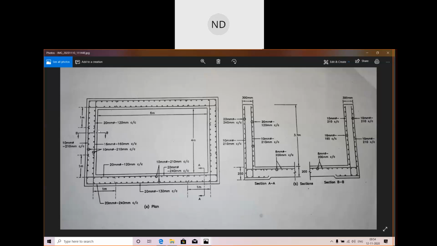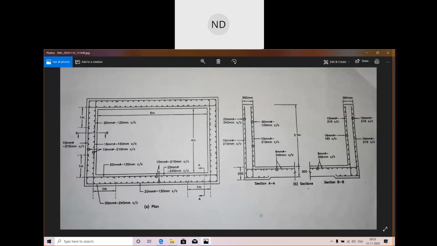For the longer span we have designed, and for the shorter span also we have designed the area of steel, the diameter of the steel and the spacing. Along the longer span, at the support, the main bars were 20 mm dia at 240 mm center to center spacing at the inner face. This is the inner face, this is the outer face. At the support we have 20 mm dia bars at 120 mm center to center spacing.